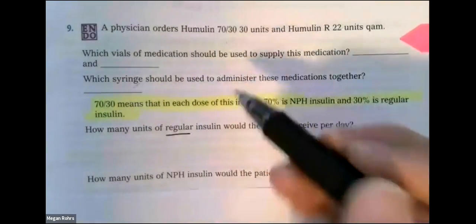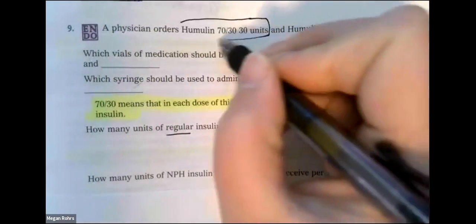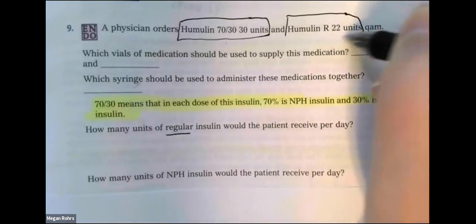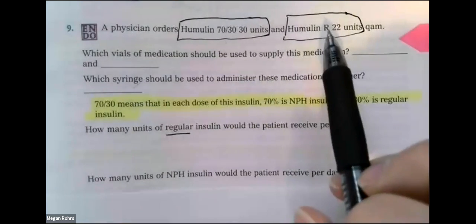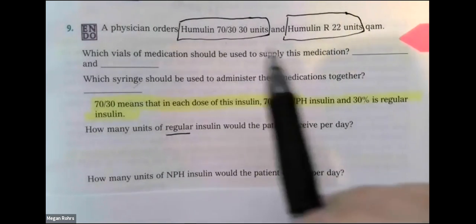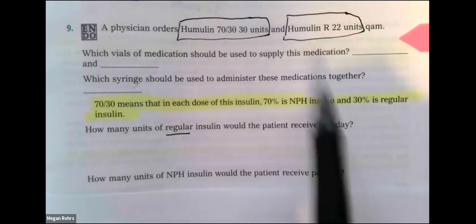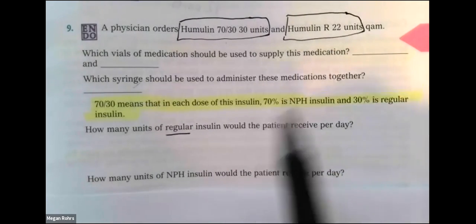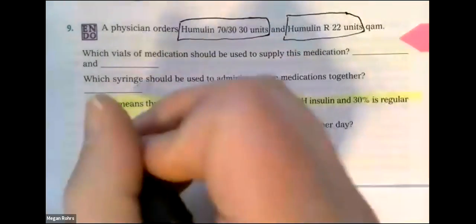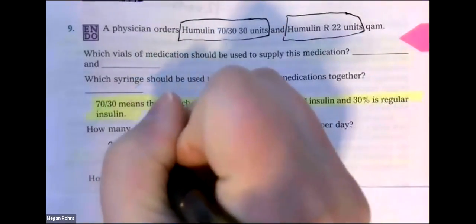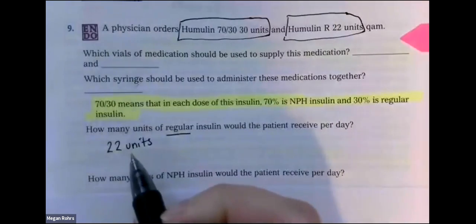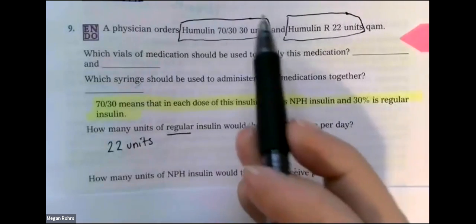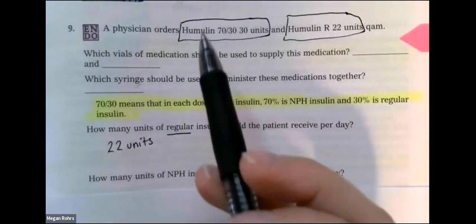So if we're looking for units of regular insulin that they're receiving per day, we're going to have to look at both this Humulin 70/30 units and this Humulin R 22 units. Because remember, R means regular, and then 30% of these 30 units is also regular. So we know that from this vial, we're already getting 22 units. So I'm going to write that over there just so we don't forget about that, okay? So now we need to figure out how much of this 30 units is actually regular.